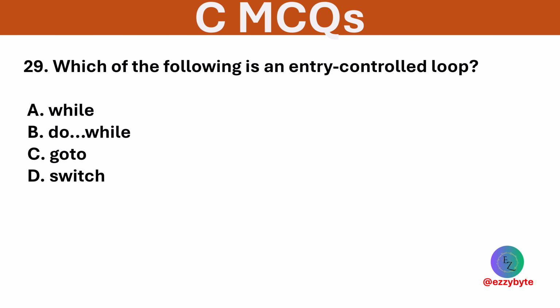Which of the following is an entry control loop? Options are while, do while, goto, and switch. Option A is correct. In while, the condition is checked before executing the loop body.